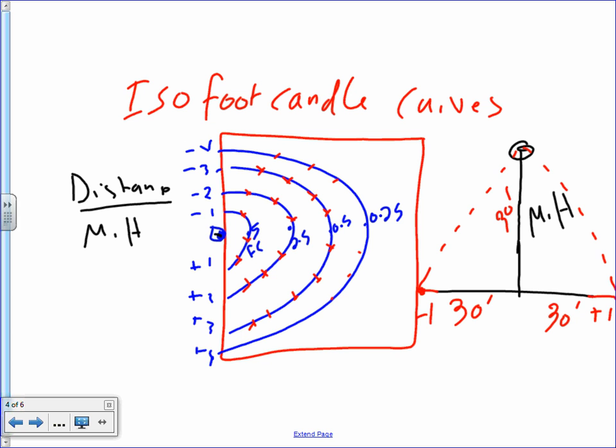Okay, so that's your isofoot candle curve. You put a fixture right here and it projects all the light around it.